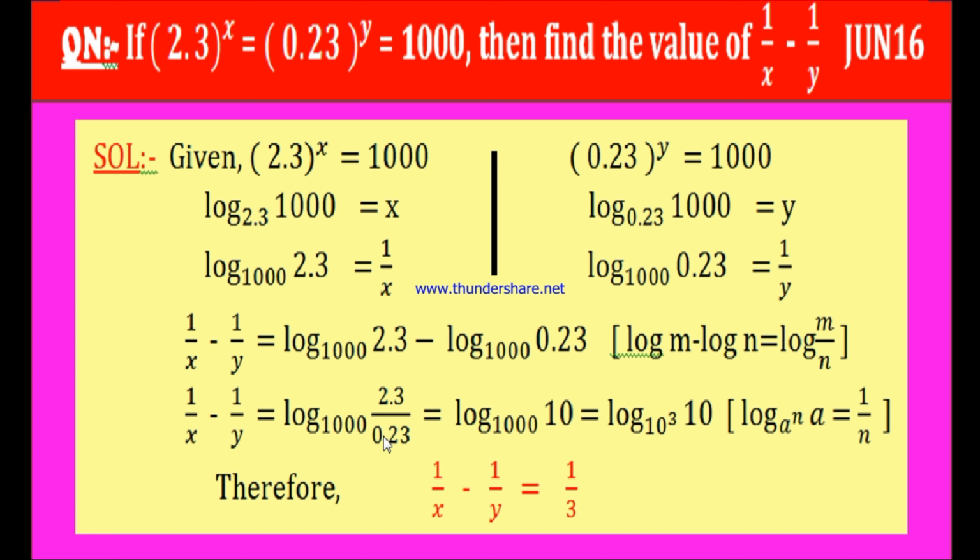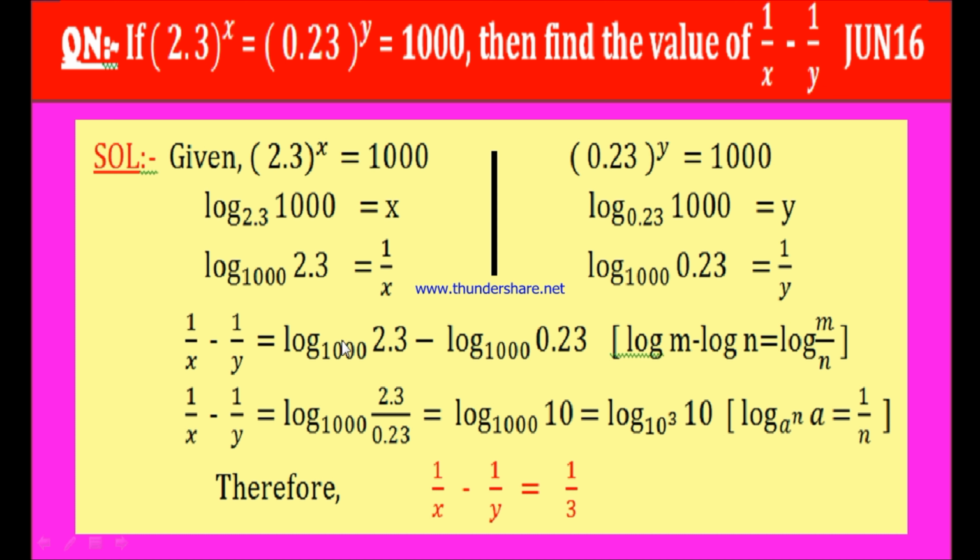This is equal to, now this 0.23 goes into 2.3 ten times. Therefore, this is log 10 to the base 1000. You can write 1000 as 10 cube, as 10 into 10 into 10 is 1000. Therefore, this is equal to log 10 to the base 10 cube. This is in the form of log a to the base a power n, which is equal to 1 by n. Therefore, this is 1 by 3.